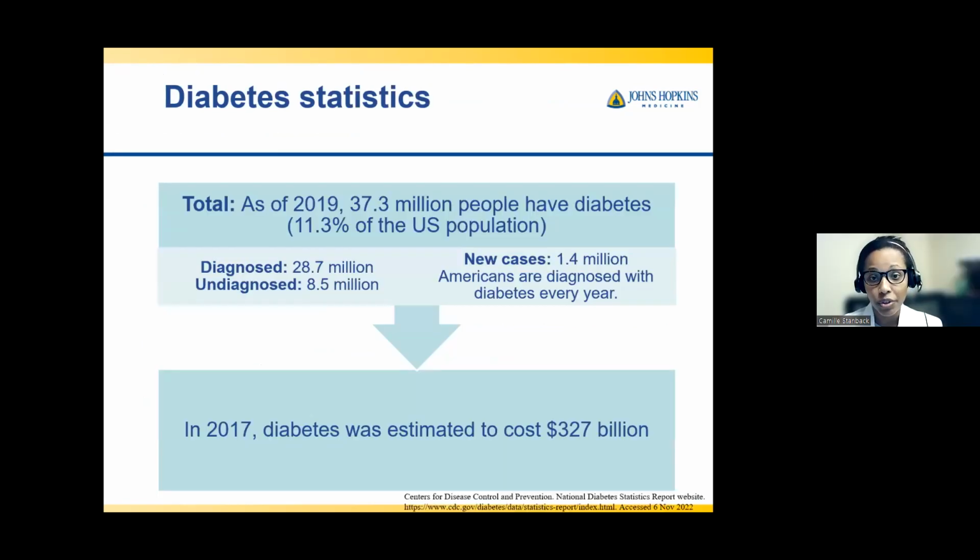So why is there such a focus on diabetes? Why is there a whole month dedicated to awareness? The answer is that it affects a lot of people. As of 2019, over 37 million people in the US had diabetes. That's over 10%. And that includes both those diagnosed and not diagnosed, with over 1 million new cases diagnosed every year. This all boils down to over $300 billion in costs. And that's both direct medical cost as well as reduced productivity.